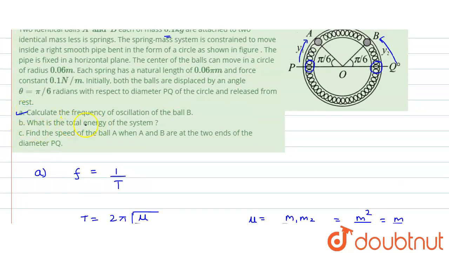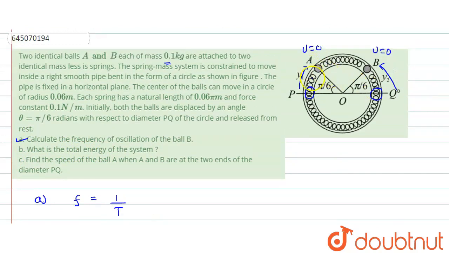Now in the second part, we need to find the total energy of the system. We are just pulling it like this. This is placed on the horizontal table, so it is not raised from a height. The height would be the same, so there is no potential energy due to gravitation.